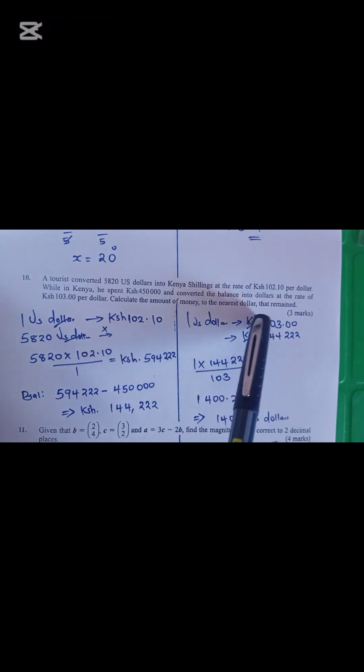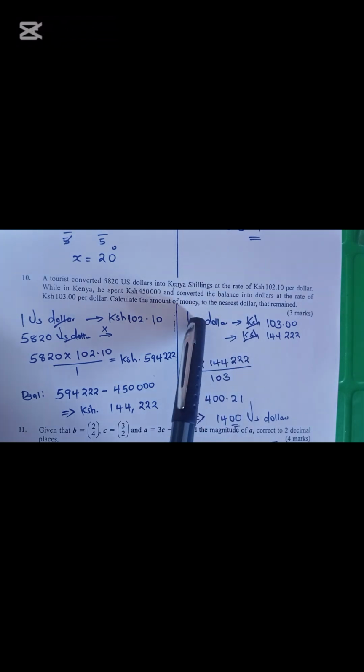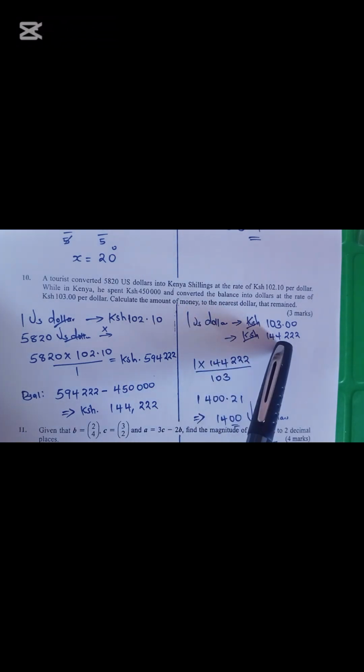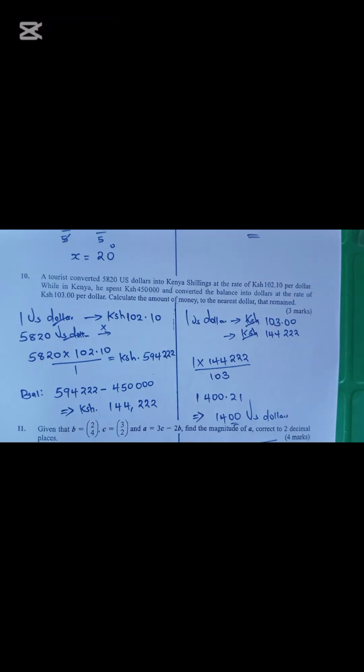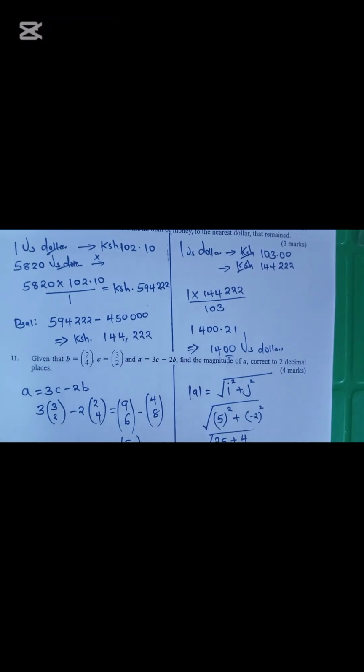Kenyan shillings and Kenyan shillings will cancel. So we are going to have 1 times 144,222 divided by 103. This will give us 1,400.21 US dollars. They are saying to the nearest dollar. After the decimal point, the number is 2, so it cannot change this digit here. So we are going to remain with 1,400 US dollars. That brings us to the next question, which is question number 11.